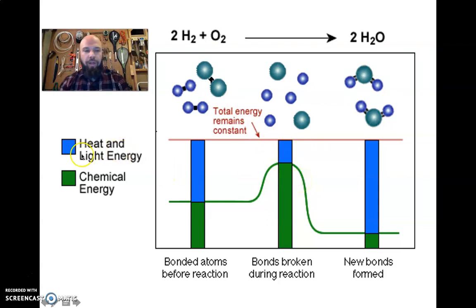When there is enough heat or light energy put into the system, so that the chemical potential energy has reached a certain peak, then the reaction will take place and your products will be formed. And this is the change of some of this chemical potential energy into heat and light energy. So this would be an exothermic reaction, as energy is exiting the system as heat and light. There is no net change because energy cannot be created or destroyed.